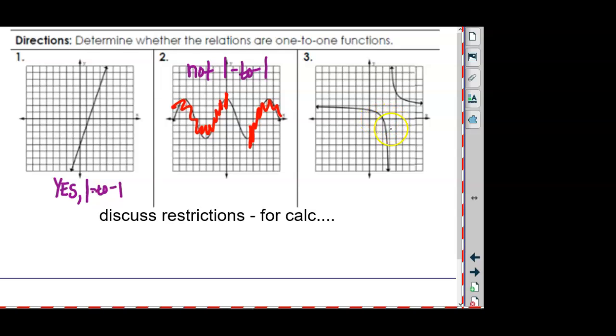What about this guy? I know this is confusing because it looks like it has horizontal and vertical pieces, but there's actually an asymptote here that it's never getting perfectly straight, and there's one here. So this is a yes. It is one-to-one. It's hard to tell with those. Those are rational functions, and we're going to spend a lot of time on those today because they're the tricky ones to find the inverse equation for.